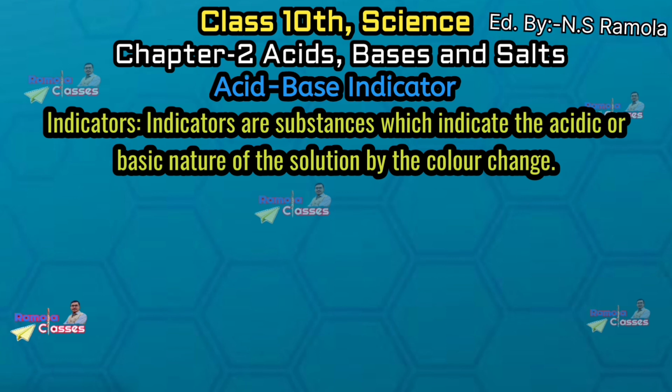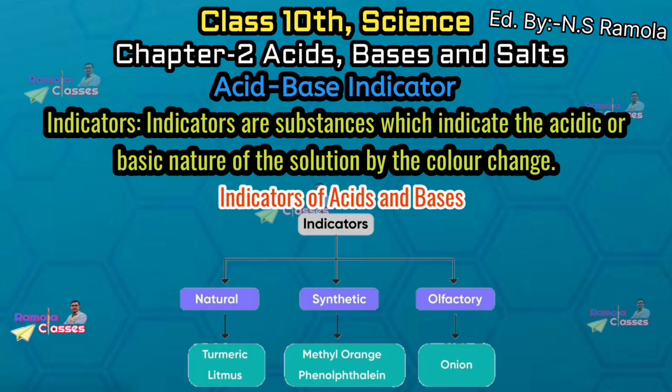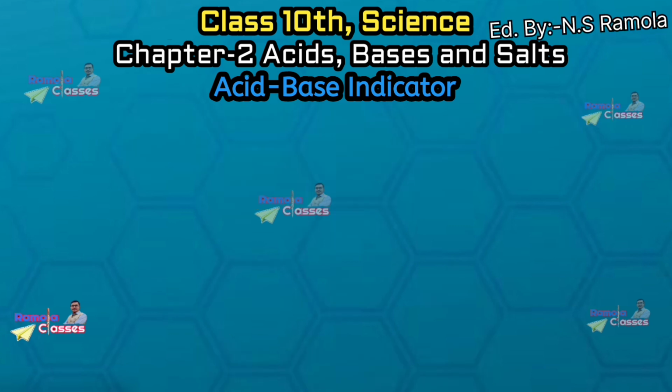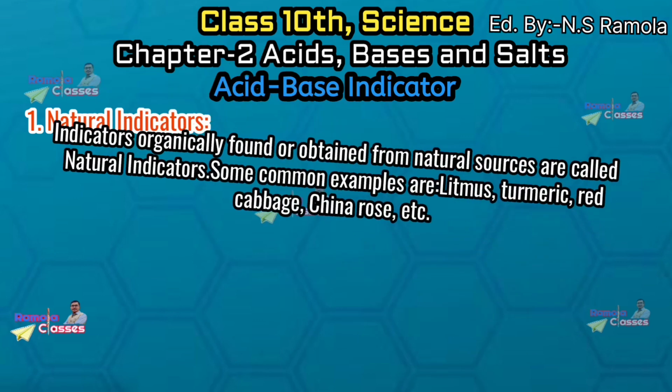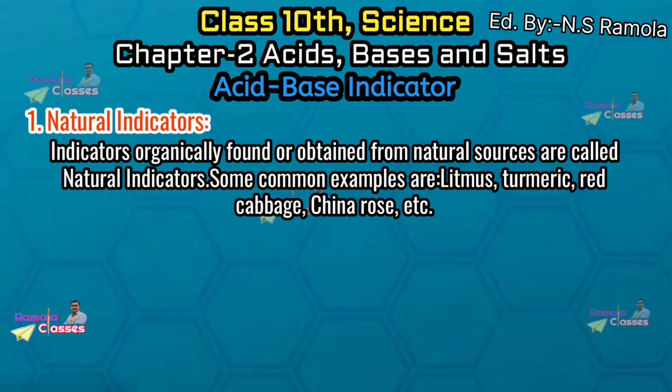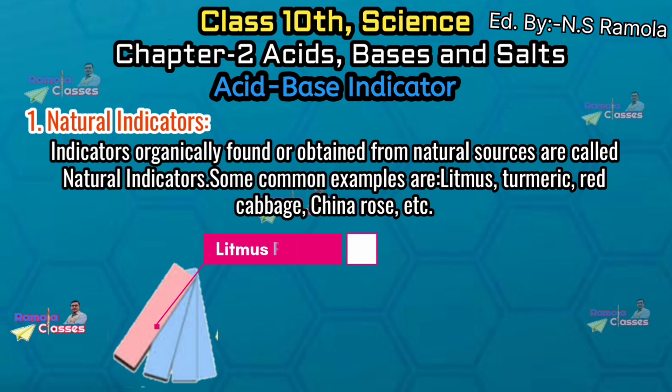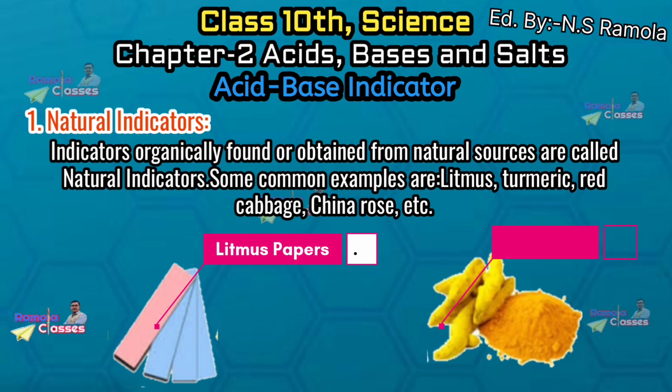We can divide indicators into three categories: first is natural, second is synthetic, and third is olfactory indicators. First, we define the natural indicator. Briefly, what is a natural indicator? Indicators originally found or obtained from natural sources are called natural indicators. Some common ones are litmus, turmeric, red cabbage, and China rose.